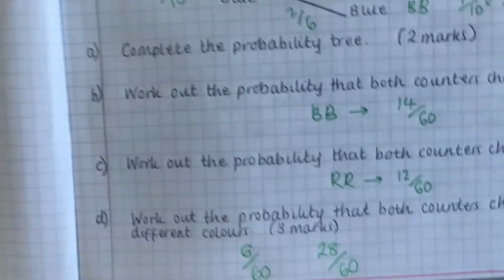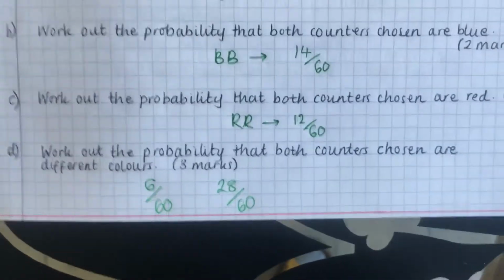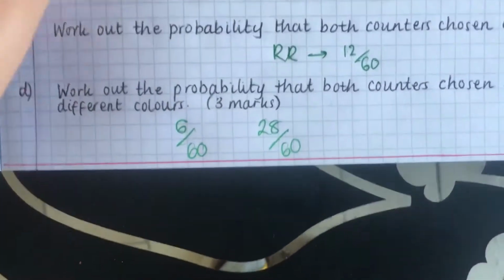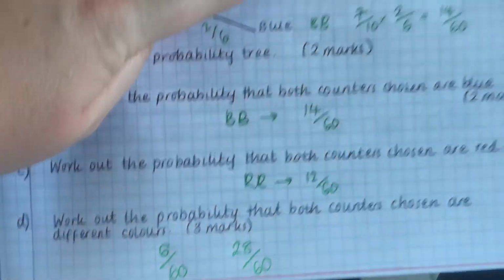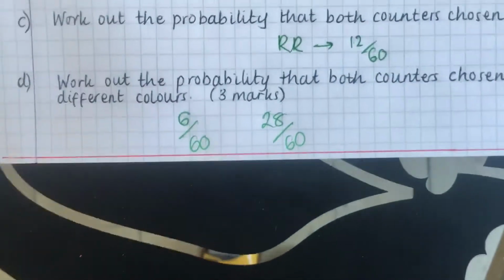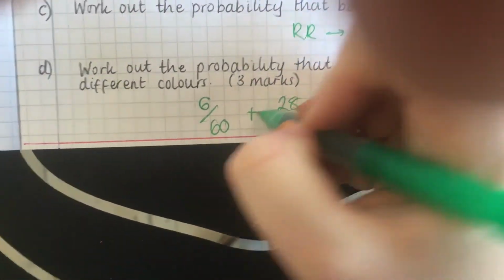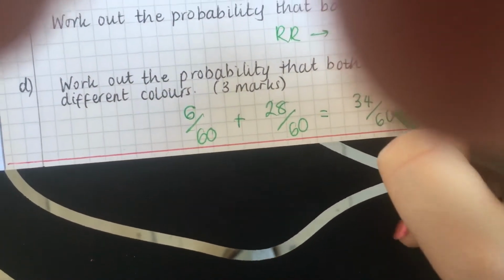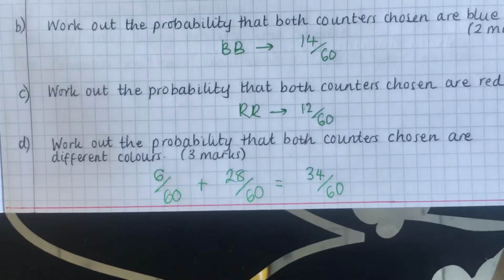Now, in terms of our rules, this is going to be our OR rule, because to get 2 of a different colour, you can get RB or you can get BR. So this or this means that we have to then add these up, because that's our OR rule. So 6 out of 60, add 28 out of 60, gives you 34 out of 60. Okay, and that's our answer there.